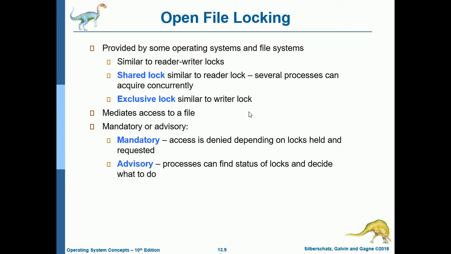Next, open file locking mediates access to a file. It can be mandatory or advisory. For mandatory, access is denied depending on locks held and requested. And then we have advisory, where processes can find the status of locks and decide what to do.